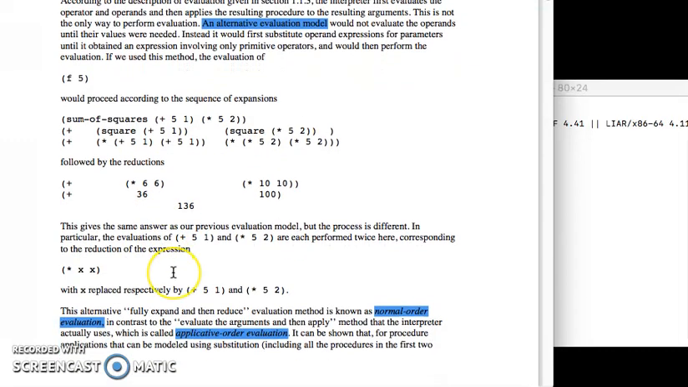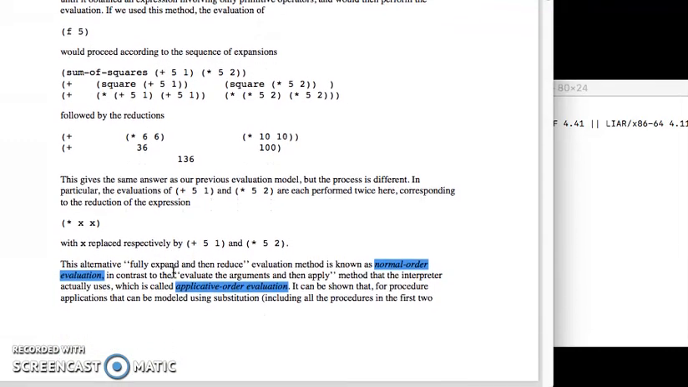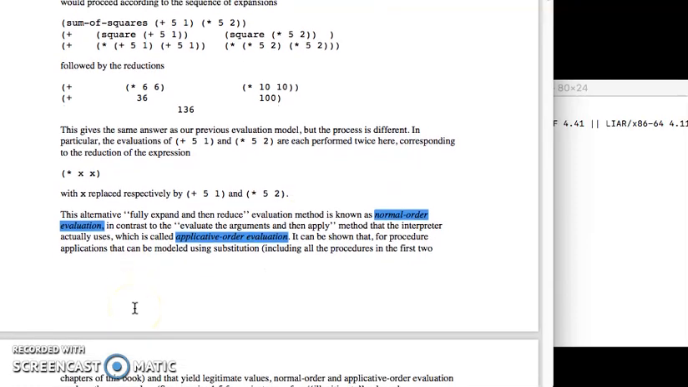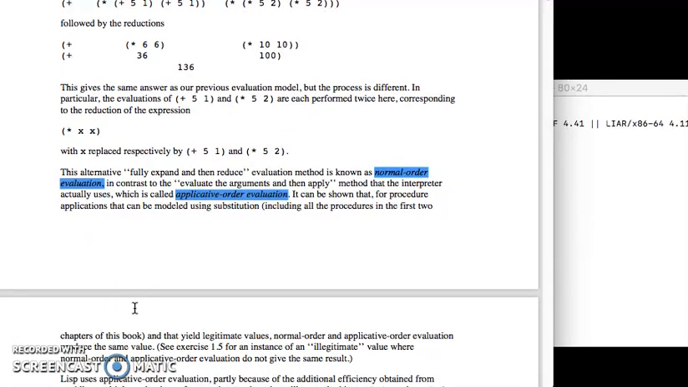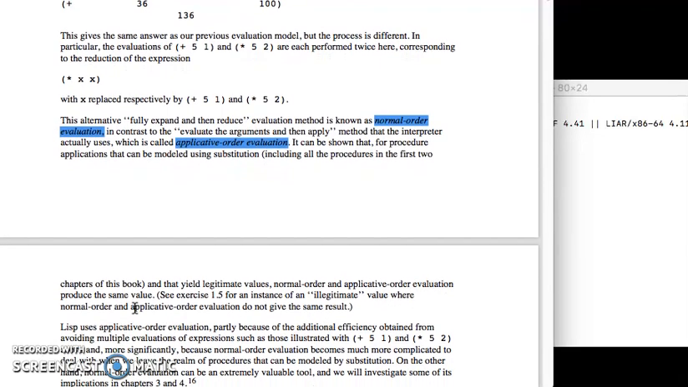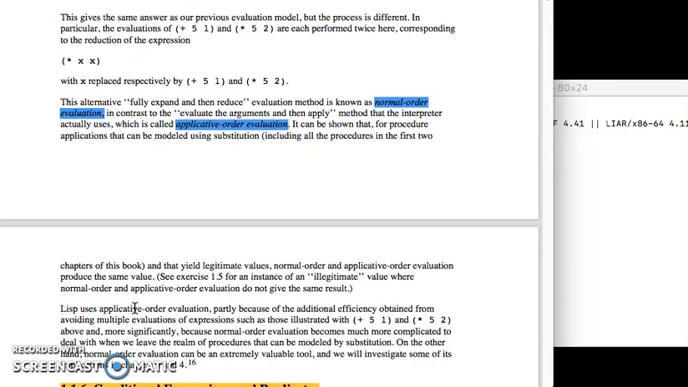This gives the same answer as our previous evaluation model, but the process is different. In particular, the evaluations of plus 5 and 1 and multiply 5 and 2 are performed twice here, corresponding to the reduction of the expression multiply x and x, with x replaced respectively by plus 5 and 1 and multiply 5 and 2. This alternative fully expand then reduce evaluation method is known as normal order evaluation, in contrast to the evaluate the arguments then apply method that the interpreter actually uses, which is called applicative order evaluation.